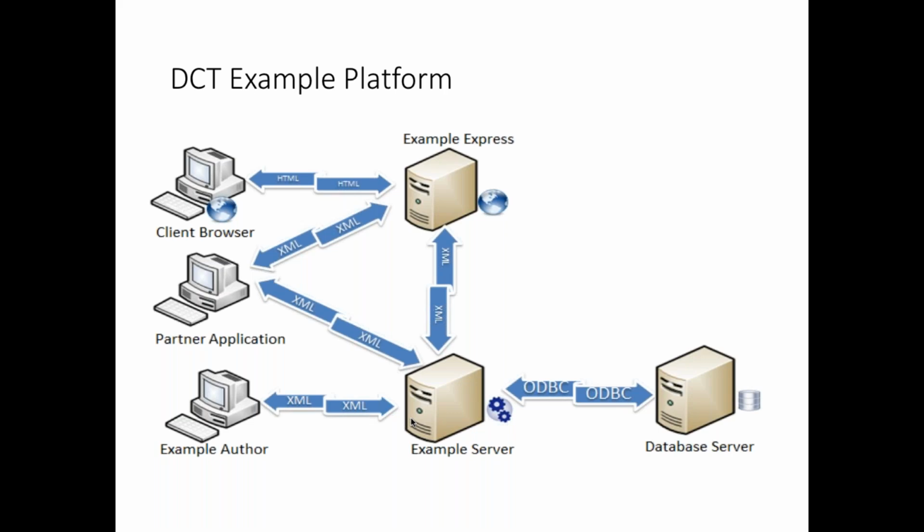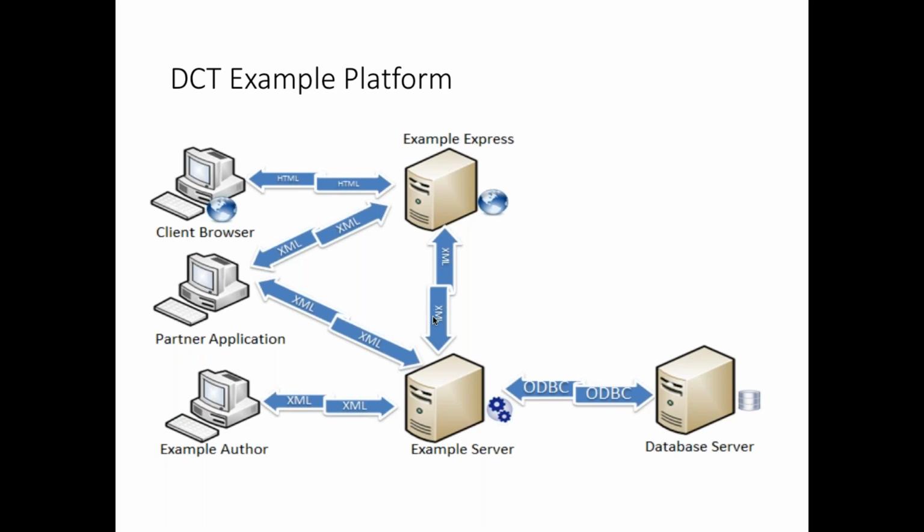The client browser has taken the inputs. Now Example Express has a role to convert that input, which is maybe in the form of HTML or any other format, into XML so that the internal system can understand it. We have seen that the flow starts with HTML, and as soon as it comes to Example Express, it is converted into XML because our system understands XML.